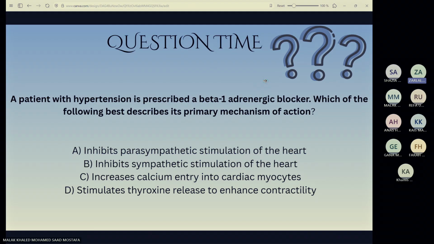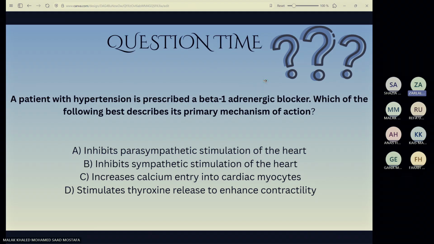Okay, there's a question. A patient with hypertension is prescribed a beta 1 adrenergic blocker. Which of the following best describes its primary mechanism of action? Any other answers? Yes, it's B, because we'll discuss that in the next few slides.